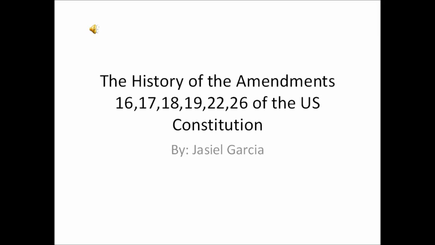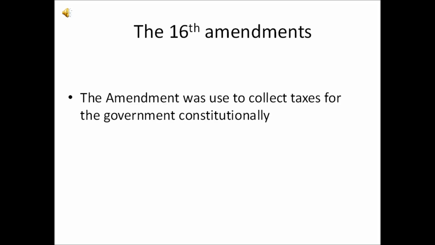Hello, my name is Cecil Garcia, and I'll be presenting the history of the amendments 16, 17, 18, 19, 22, and 26 of the U.S. Constitution. The 16th Amendment. This amendment was used to collect taxes for the government constitutionally.